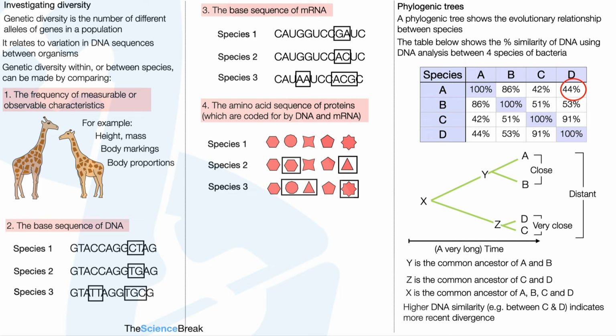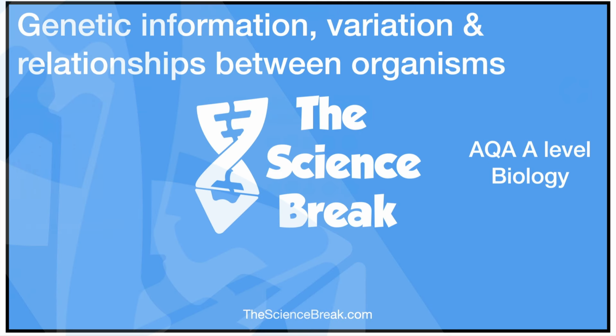Higher DNA similarity, for example between C and D, indicates a more recent divergence into 2 separate species. So that's it, a whiz through of genetic information, variation and relationships, Unit 4 for AQA A-Level Biology.